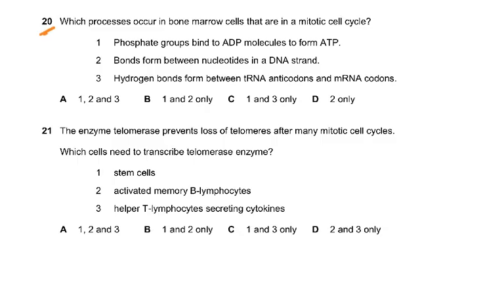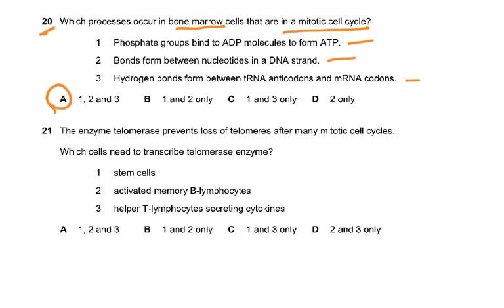Question number 20. Which processes occur in bone marrow cells that are in a mitotic cell cycle? Phosphate groups bind to ADP molecules, forming ATP. Bonds form between nucleotides in a DNA strand. Hydrogen bonds form between tRNA and mRNA. So the answer is A. All these things are occurring in the cell cycle. Because when organelles replicate, a lot of energy is needed, DNA replication is taking place, and a lot of protein synthesis is taking place, ribosomes are being made, mitochondria and organelles are replicating, so that is the mitotic cell cycle.